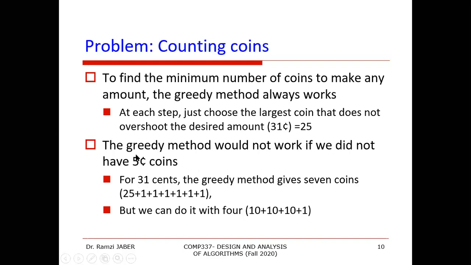Here, the greedy method will fail if we don't have 5 cent coins. So with 5 cents, what do we get here? We are forced to use 1-cent coins, which gives 7 coins, and the goal is to find the minimum number of coins. So we have another method: choose 10 cents three times plus 1 to get 31. Here, 4 coins. So here we demonstrate that greedy algorithms, next lecture will explain it in depth, are not always the best. Okay? It's not always the best.